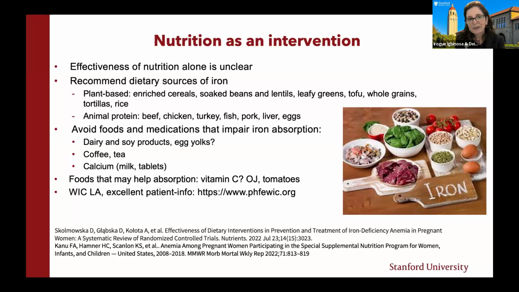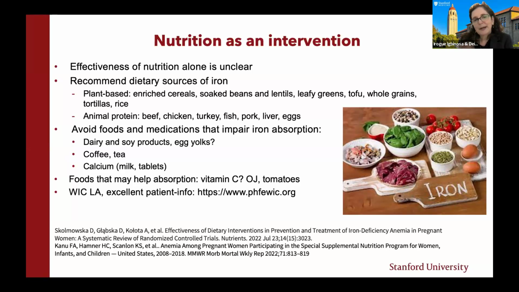It's also important to avoid foods and medications that impair iron absorption. And I can think back to my own training, and I think a lot of people in the audience who may give iron out, we don't necessarily learn this, but dairy and soy products and egg yolks taken with iron might actually work against absorption, as does coffee and tea. Calcium, so Tums, milk, products that a lot of our patients may be using. You don't want to take those with iron.